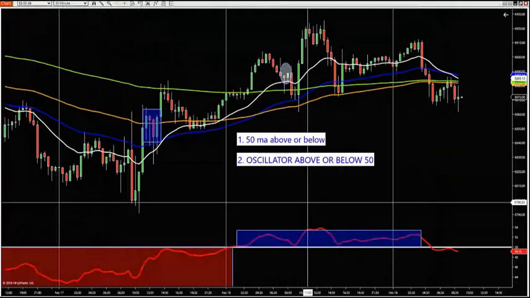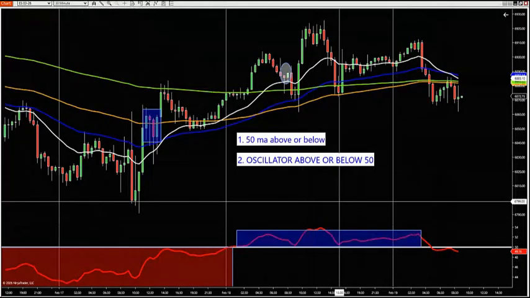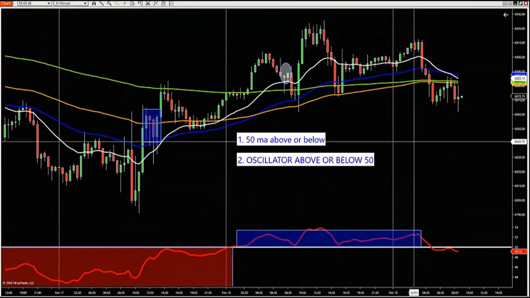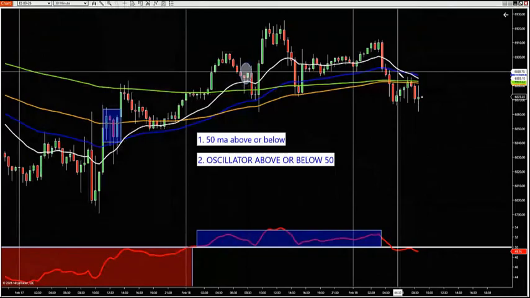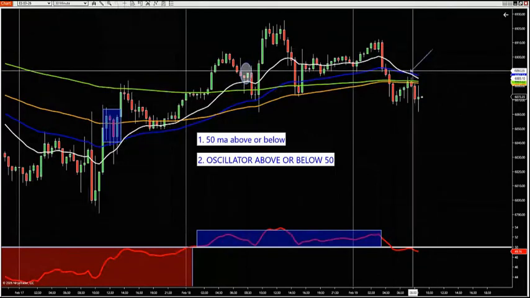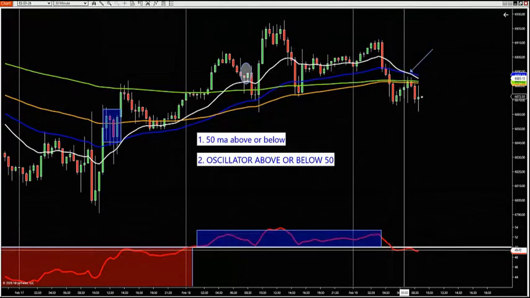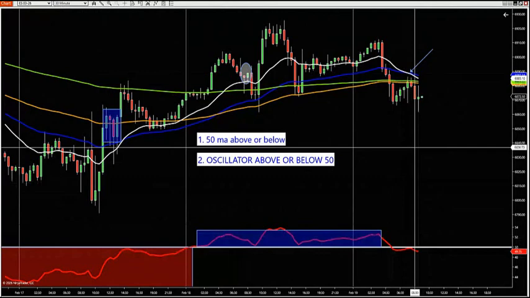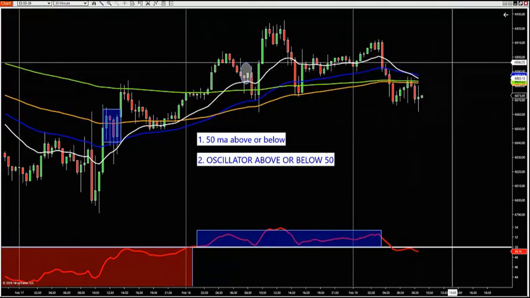Now going into today's session, this is February 19th, 9 a.m. What's our bias? Well, it takes half a second. Look at this. We are below the 50. So the bias is down. Our oscillator is below the 50, so our price action is down. The strength of the market is down. So what we're going to do is sell liquidity grab zones.